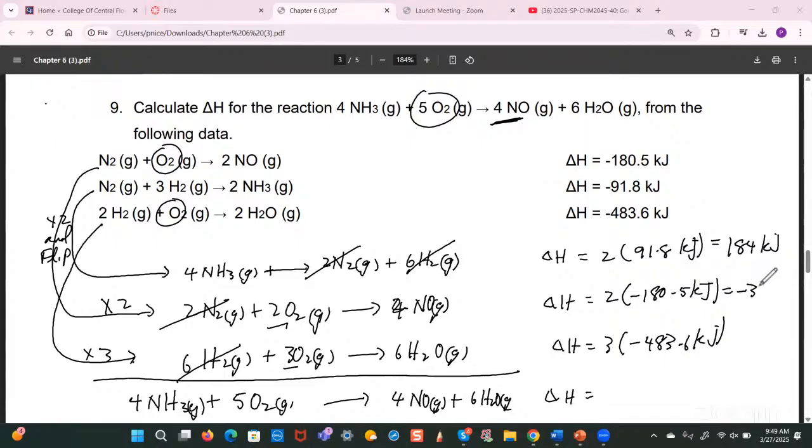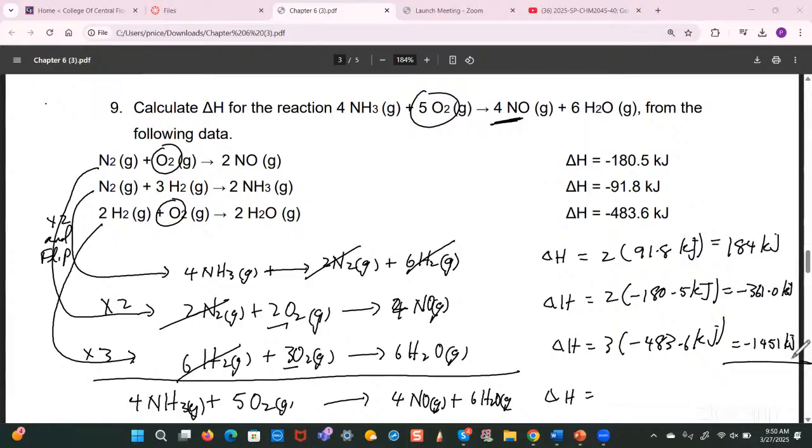Minus 361.0 kilojoules. And now for 3 times 483.6. According to my calculation, this works out to be equal to minus 1,451 kilojoules, all right? And then we add these up.